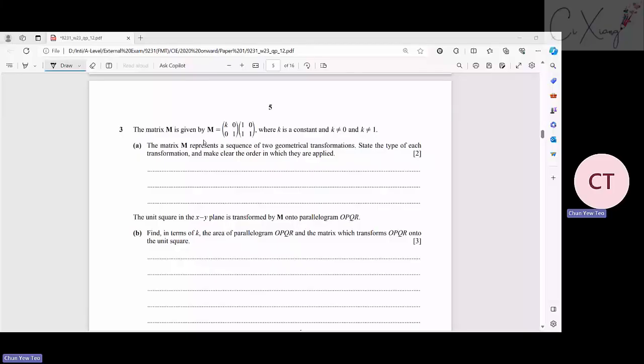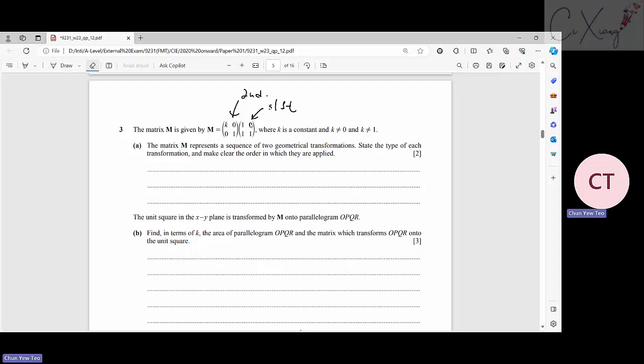Okay, now we take a look at question number 3. The matrix M is given by the multiplication of these two matrices over here, where k is a constant and k not equal to 0 and k not equal to 1. Part A, the matrix M represents a sequence of two geometrical transformations. State the type of each transformation and make clear the order in which they are applied. So the order will be starting from the most right-hand side. So this will be the first. This will be the second.